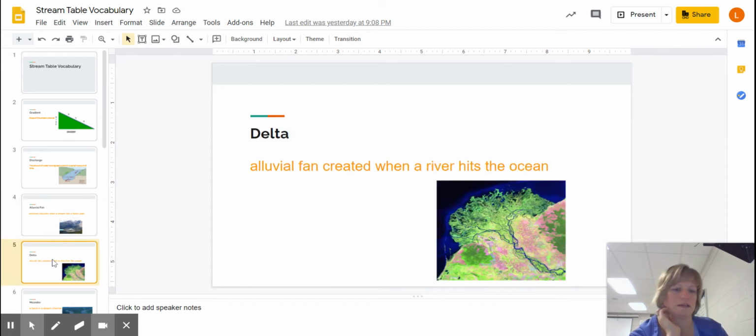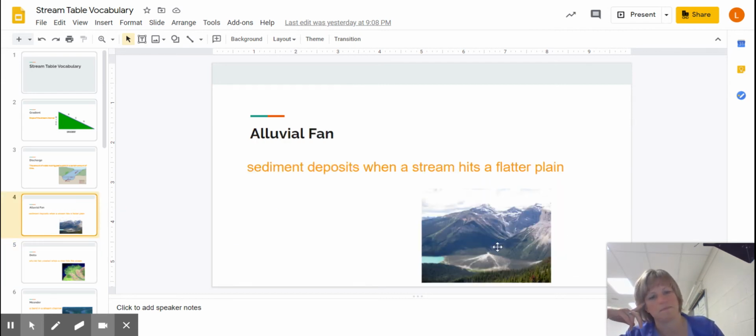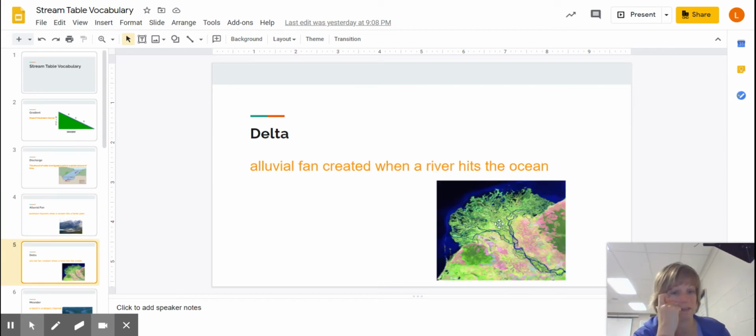Now, this next one, a delta, this is a type of alluvial fan. So it's an alluvial fan that's created when a river hits the ocean. So this is actually a satellite image. And so this part right here is not the delta yet. That is actually the river. And then this is the delta. But do you see how it looks similar in shape to this alluvial fan? It's just the alluvial fan when the sediment hits the ocean. And of course, we know that's where those chunks would start to be cemented into new sedimentary rock.